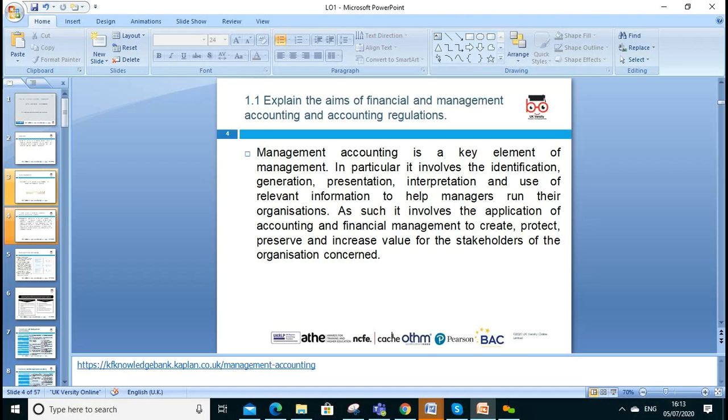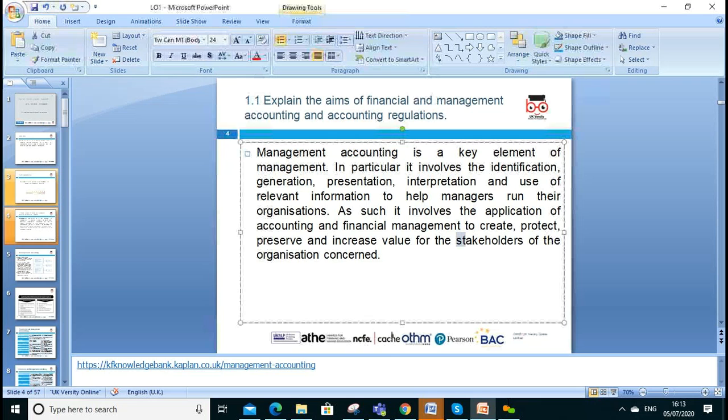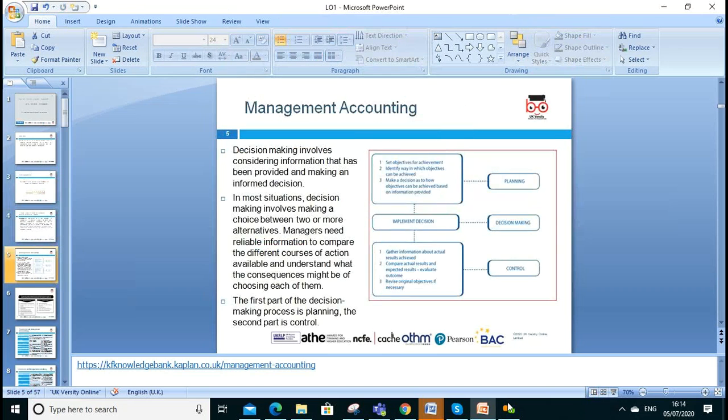So as such, it involves the application of accounting and financial management to create, protect, preserve, and increase the value for stakeholders. So what is meant by stakeholders? Stakeholders are anybody that has value or contributes to the success of a business. Brilliant. Anybody who has any interest, or whose interest will be influenced by the action or decision of the company, is called a stakeholder. So it can be suppliers, investors, all stakeholders. And you are a stakeholder in the University as well, yes?